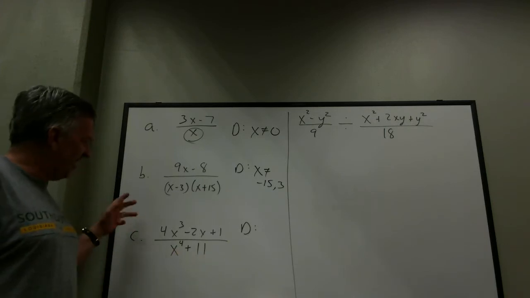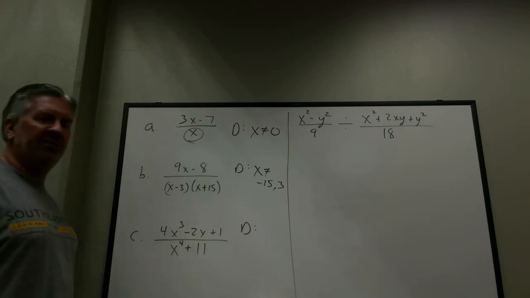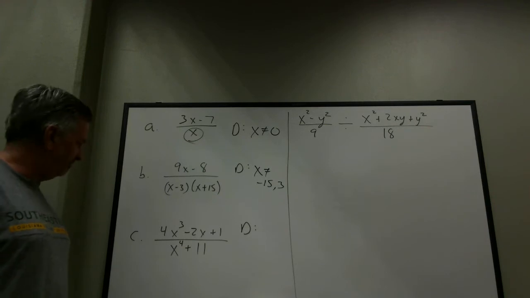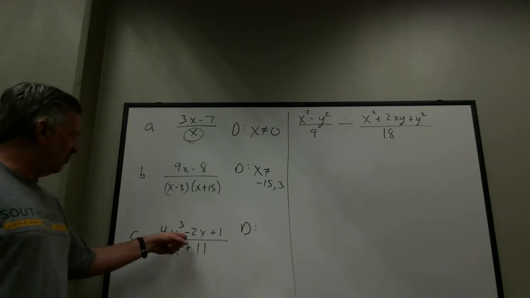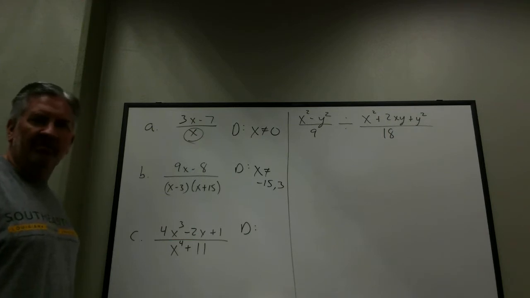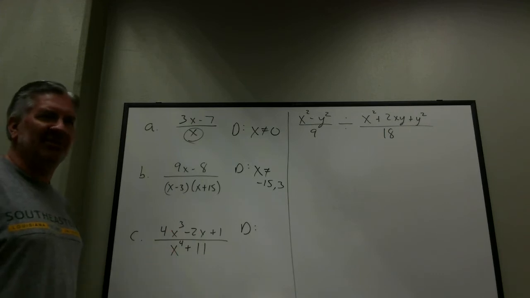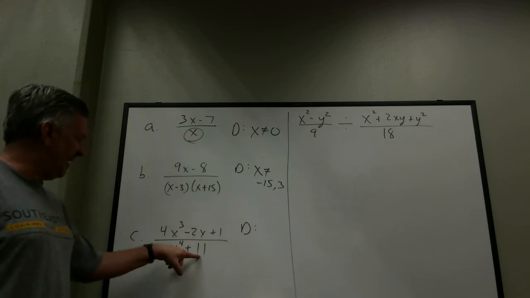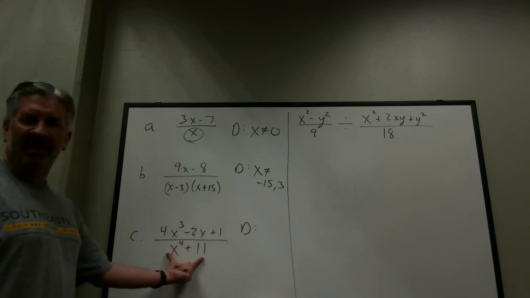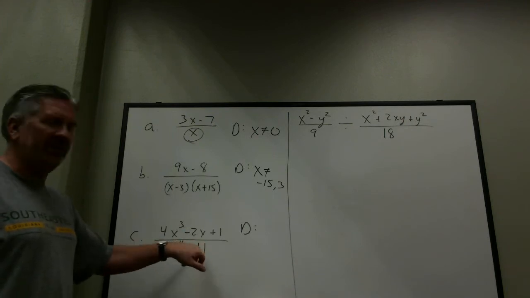Well, let's think about this for a second. If you took your favorite real number and raised it to the fourth power, is there anything you could say about that number? That's at least 0. If you take any real number and square it, it's at least 0. If you add 11 to that, it's going to be at least 11. So notice this denominator is never equal to 0. It's always going to be at least 11.